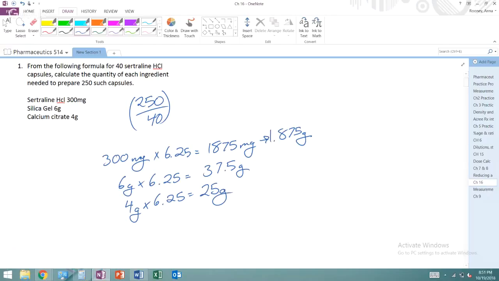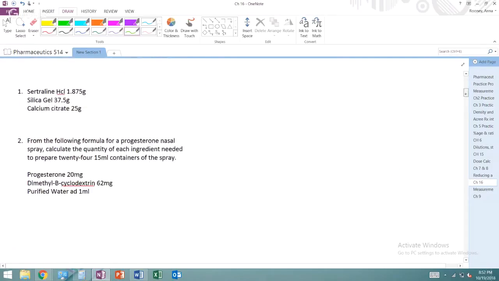Now, the other way I did this earlier was, for the 300 milligrams, I know that that makes 40 caps, and that is equal to 250 caps over X. And then you multiply 300 times 250 and divide by 40, which is essentially the same kind of actions, but it's just set up differently in my notebook. Okay, so number 2.